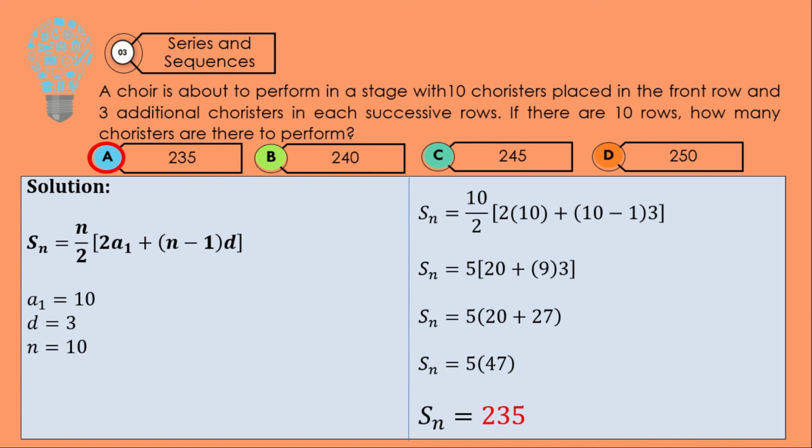The formula that we are going to use in the problem depends on the given. If a sub n is given, we can use the first formula we had. But if it is not given, we can use this second formula.